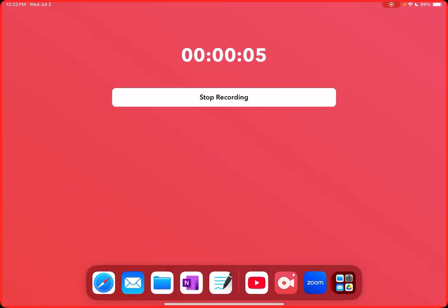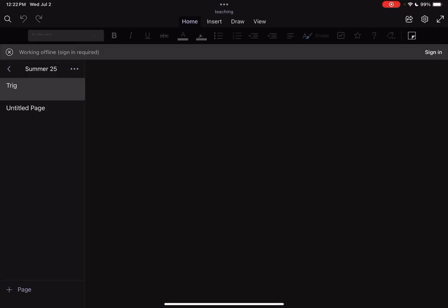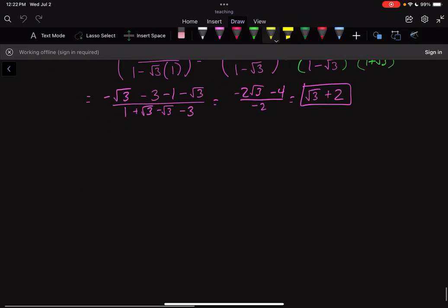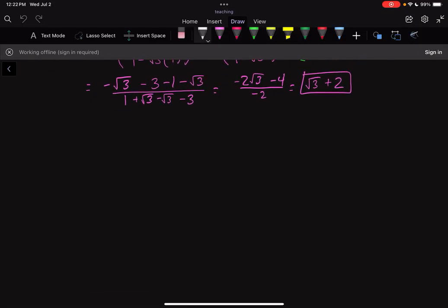This one is going to be over 3.5. So let me head over to our notes and write down. So 3.5 is double angle and half angle identities.